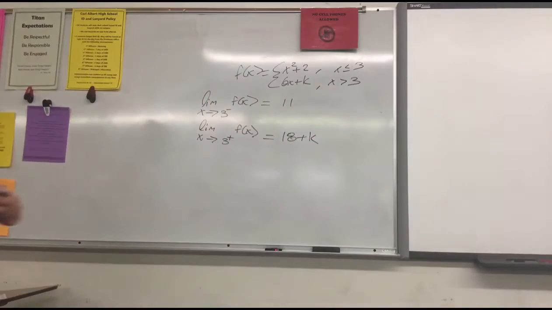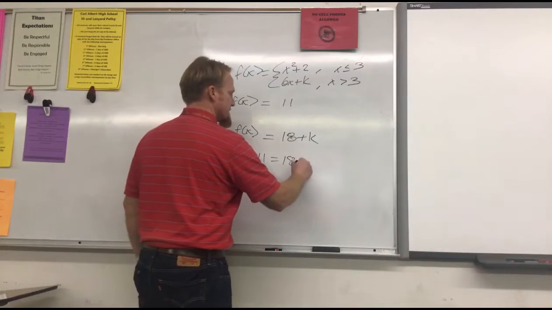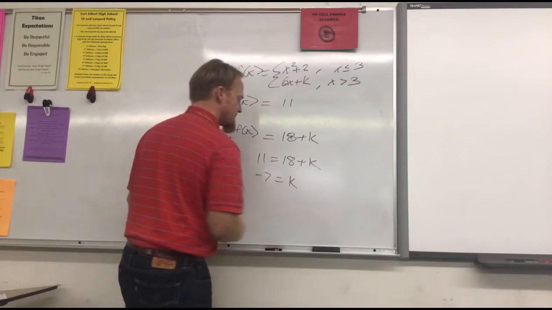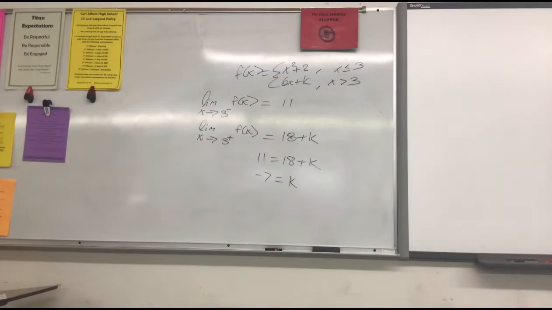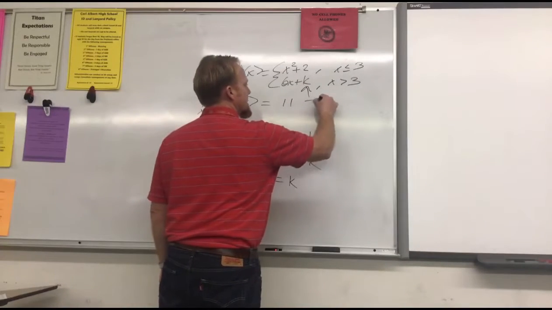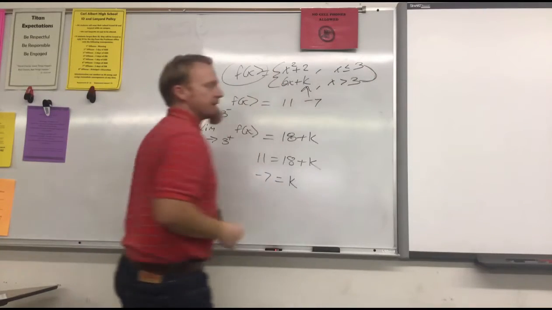18 plus k. And in order for this to be continuous, what must be true about 11 and 18 plus k? They have to equal each other. So I do 11 equals 18 plus k. Subtract. We find out that k has to be negative 7. So if I stick negative 7 in here, I have created a function that's continuous at the x value of 3.